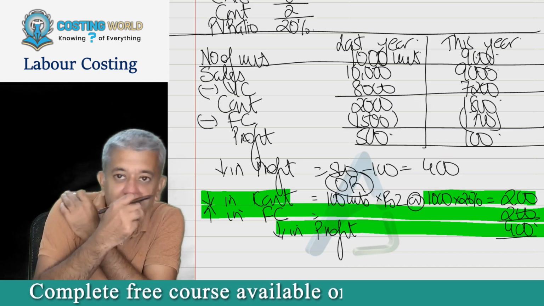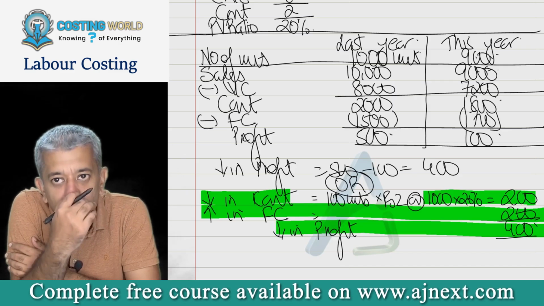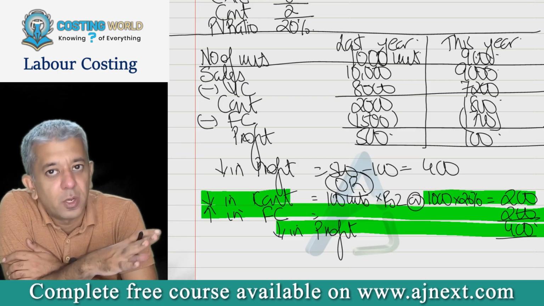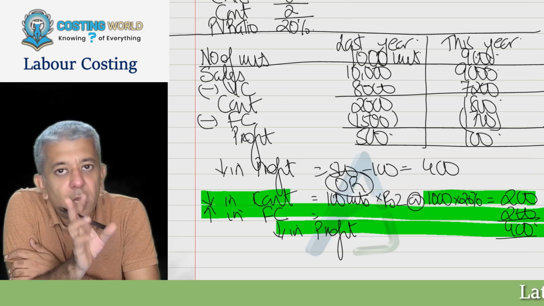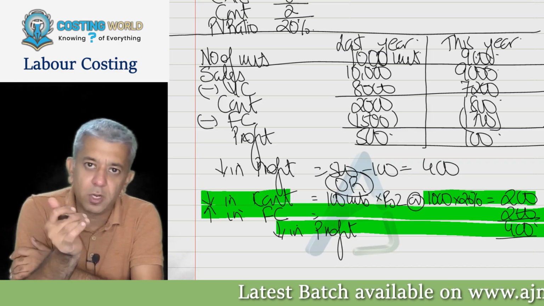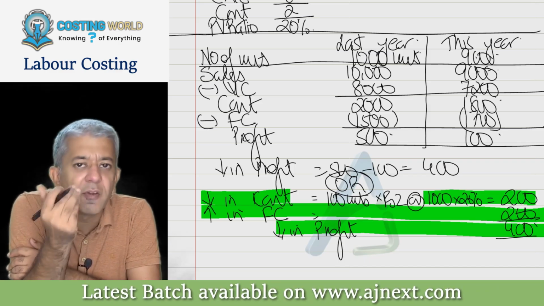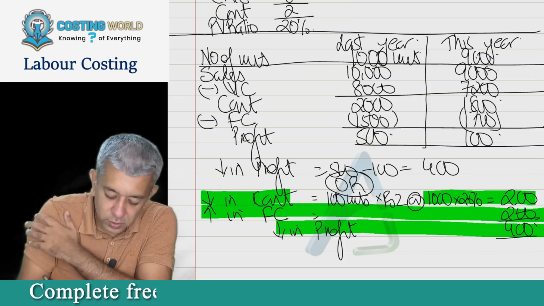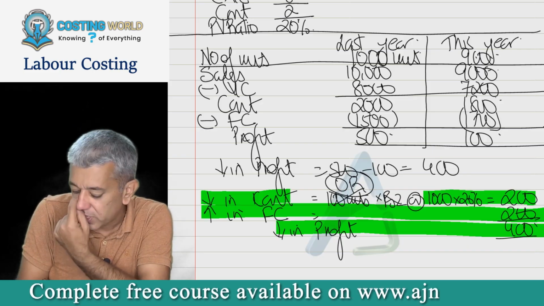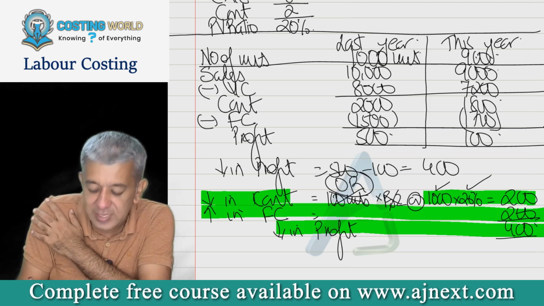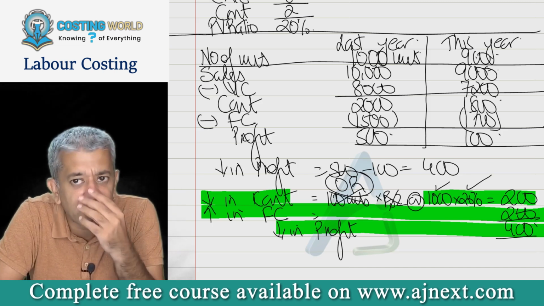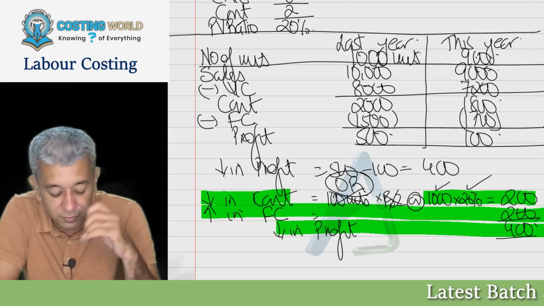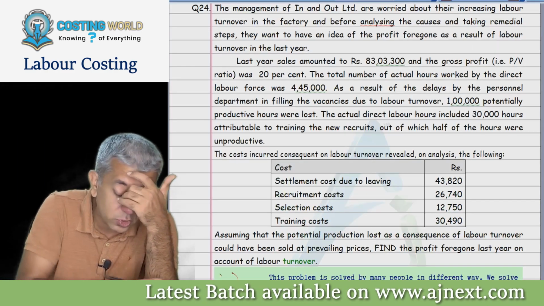We'll have to try to find out due to labor turnover how much profit has fallen down. So profit will fall down because of two things. First, our contribution will fall. Second, our fixed cost will rise. Now, in that next question, they will not give you the details of units. They will give you the details of this and this. And that is why I taught you by all the methods. So therefore, there is no issue as such. Let's start question number 24.